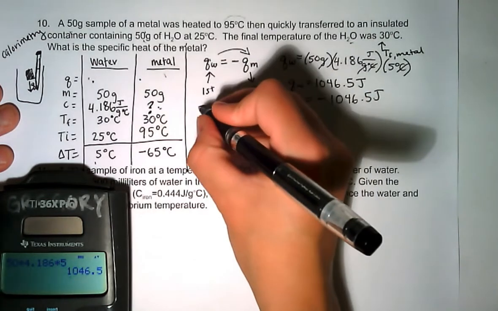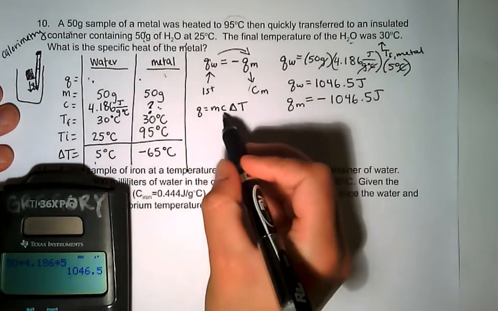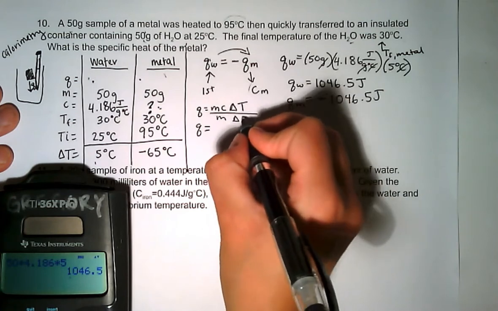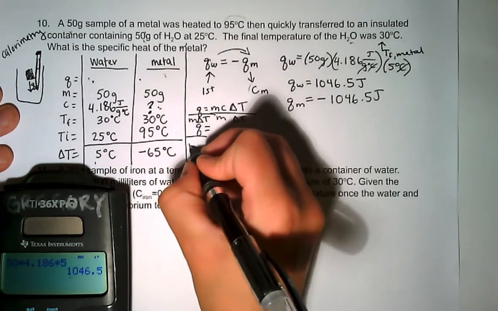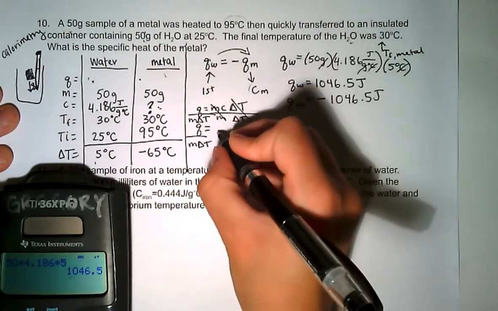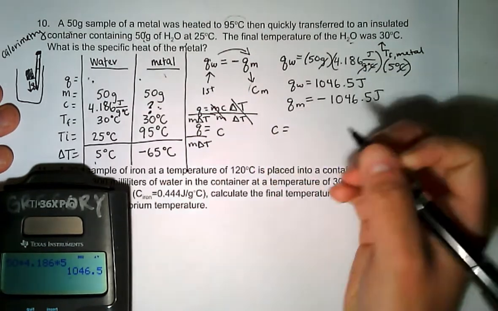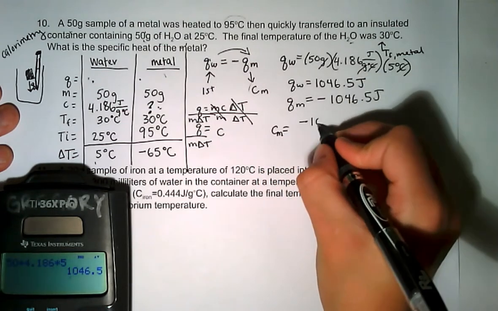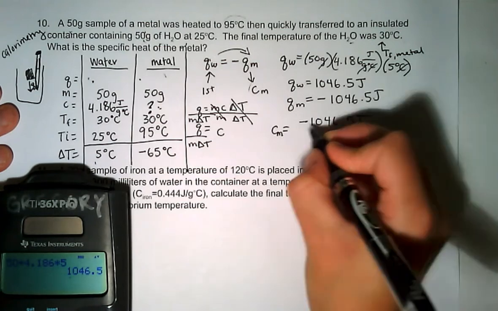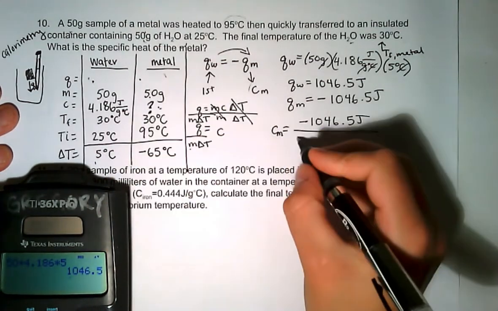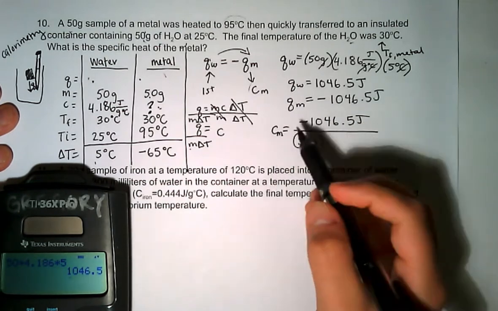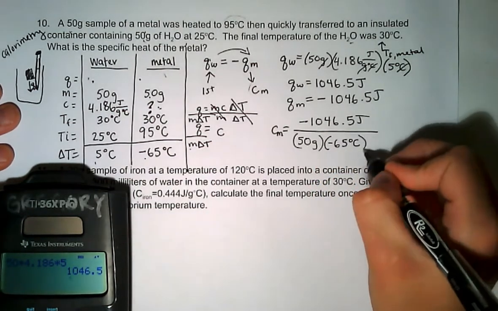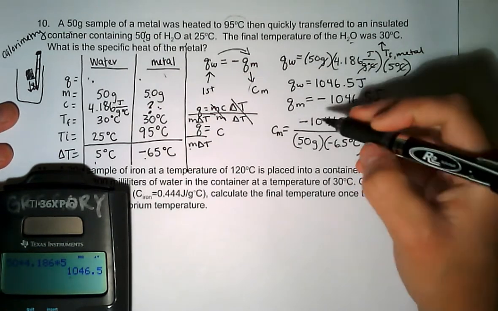So now I can use this value to help me find my value of C. I just need to take my equation, Q equals M C delta T, and rearrange it to solve for C. So C equals Q divided by M delta T. M cancels, delta T. So C, now I'm just going to plug all these values in, equals Q of my metal, negative 1046.5 joules divided by M of the metal, so 50 grams, times the delta T of the metal, which is negative 65 degrees Celsius. So my negatives will cancel out because I have one on top, one on bottom.